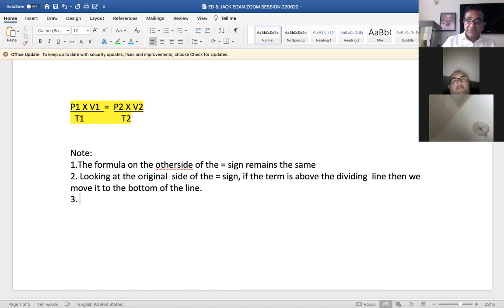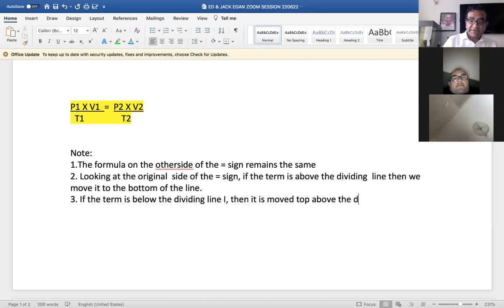If the term is below the dividing line, then it is moved to above the dividing line. So that's what you meant when you said opposites? Opposite, yeah, that's right.